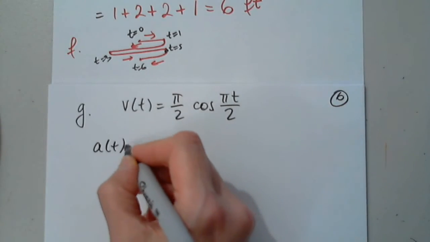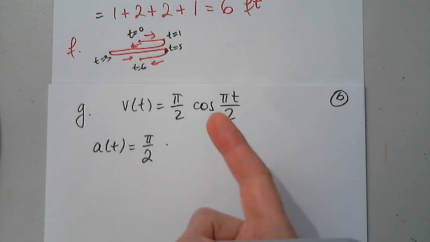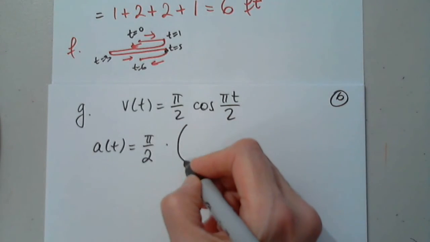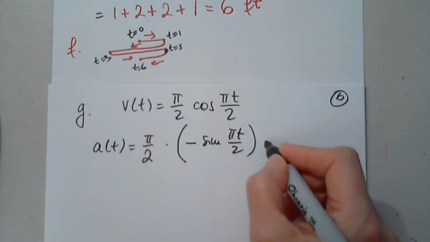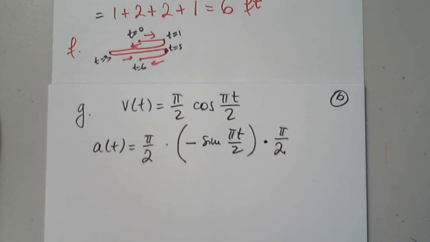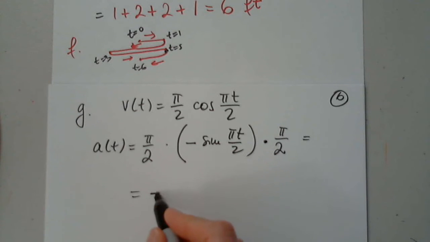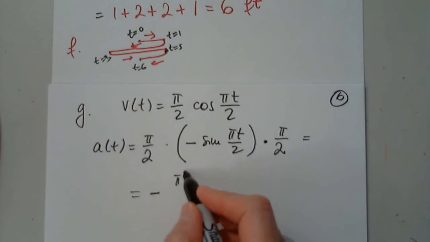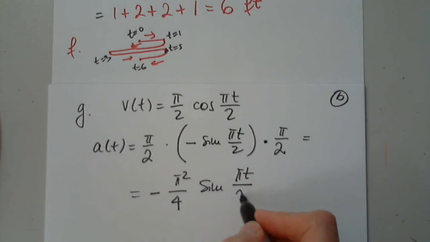Now we're asked to find the acceleration. I have to copy pi over 2, but now I have to differentiate this, which is negative sine pi t over 2 times the inner function prime. So then I have negative in front, pi squared over 4 times sine pi t over 2.